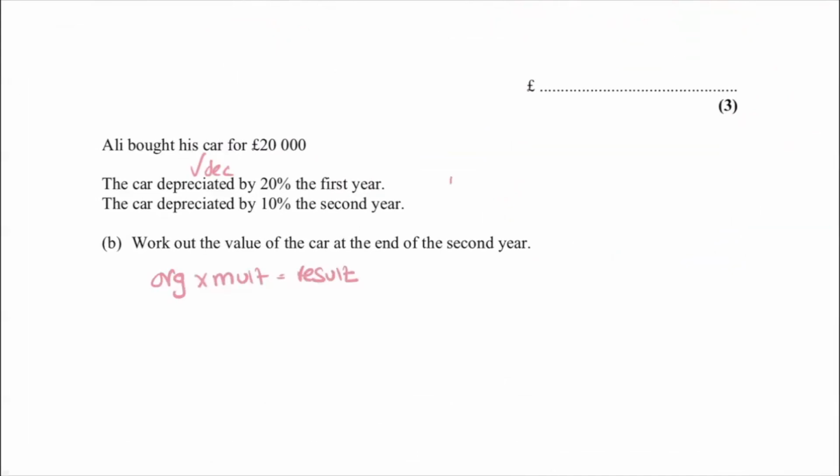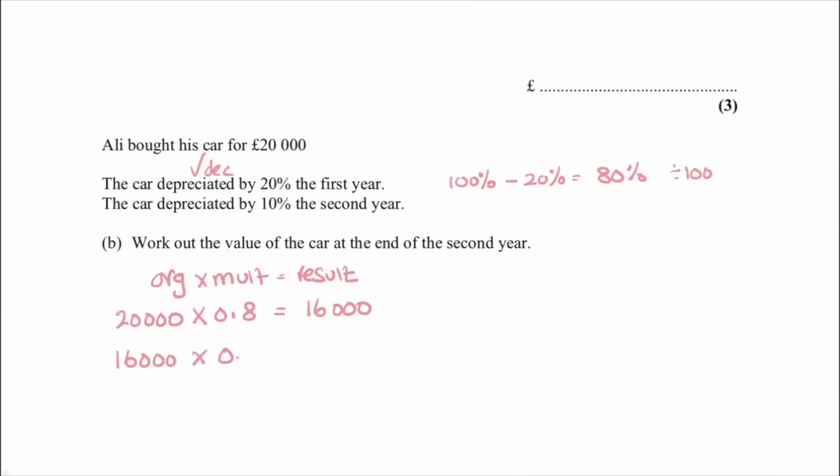To do a decrease, you take away the percentage in the question. And as always, you divide through by 100. So the calculator will tell you it is 0.8. So 20,000 is the original, times it through, and you get its value after the first year. Take that, times it through this time by a 10% decrease, which is 0.9, and you get 14,400, and that's your final answer.